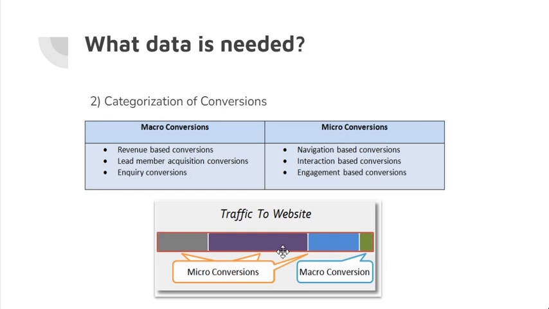And as you can see from this image, micro conversions usually come before a macro conversion, because it's obvious that you will navigate on the site and interact with certain things on the site before you make a purchase. But also, it's not the case in every example. It's just that in most of the cases, micro conversions lead to a macro conversion, right?